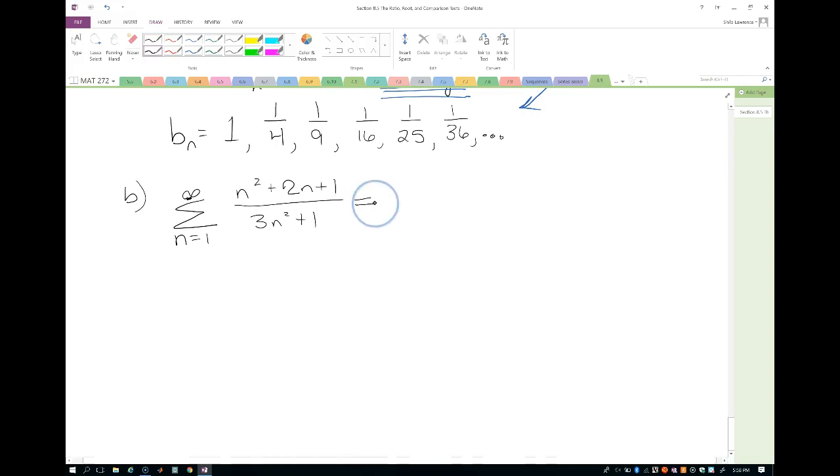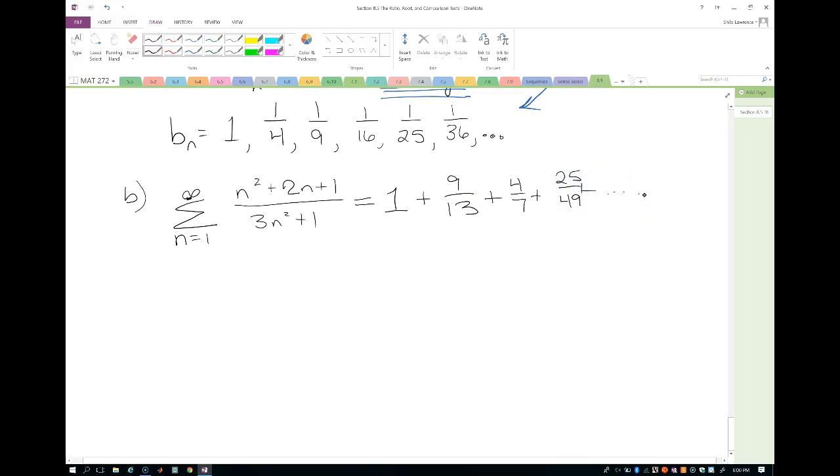So let's look at some of these terms to get an idea of what's happening. If we plug in n equals 1, we're going to get 4 over 4, which is 1. If we plug in n equals 2, we're going to get 4 plus 1, which is 9, over 2 squared is 4 times 3, 12, 13, 9/13. If you plug in n equals 3, we're going to get 4/7. And if you plug in n equals 4, you're going to get 25 over 49. And this just keeps going forever.